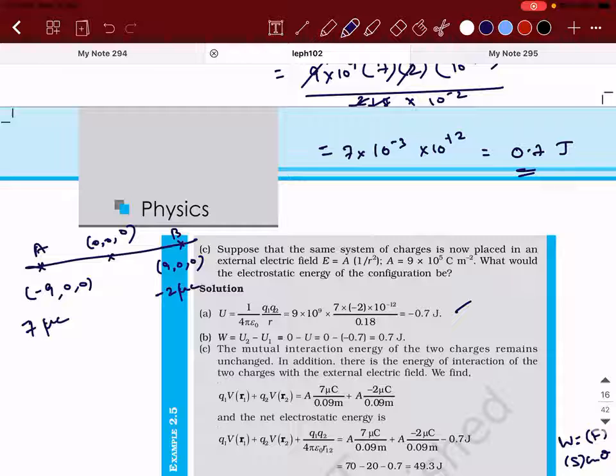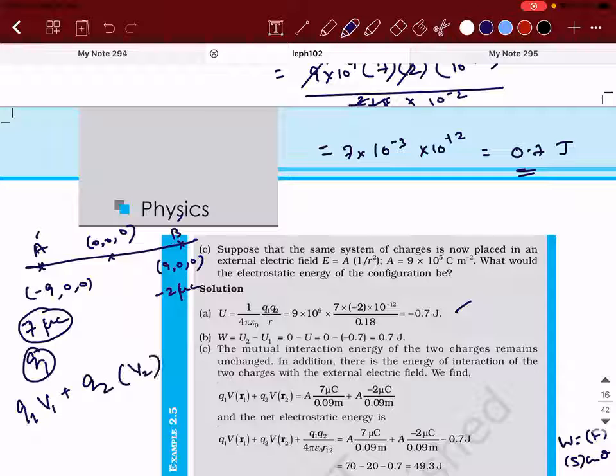Now what you need to do is calculate the potential at point A and the potential at point B and multiply them with the respective charges at that point and add them. You take this charge as Q1. Q1 should be multiplied with V1 and added to Q2 and V2. That will give you the answer. That is what they ask, to calculate the total energy of the system, right?